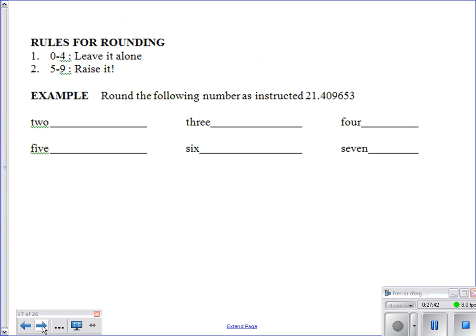Okay, then we get to rounding. And for this, we've got some rules that you guys have probably used in your life already anyway. If your number is between 0 and 4, just leave it alone. However, if it's 5 to 9, then you're going to raise it. You're going to increase it. So here, I'm going to rewrite this number: 21.409653. There's our value.